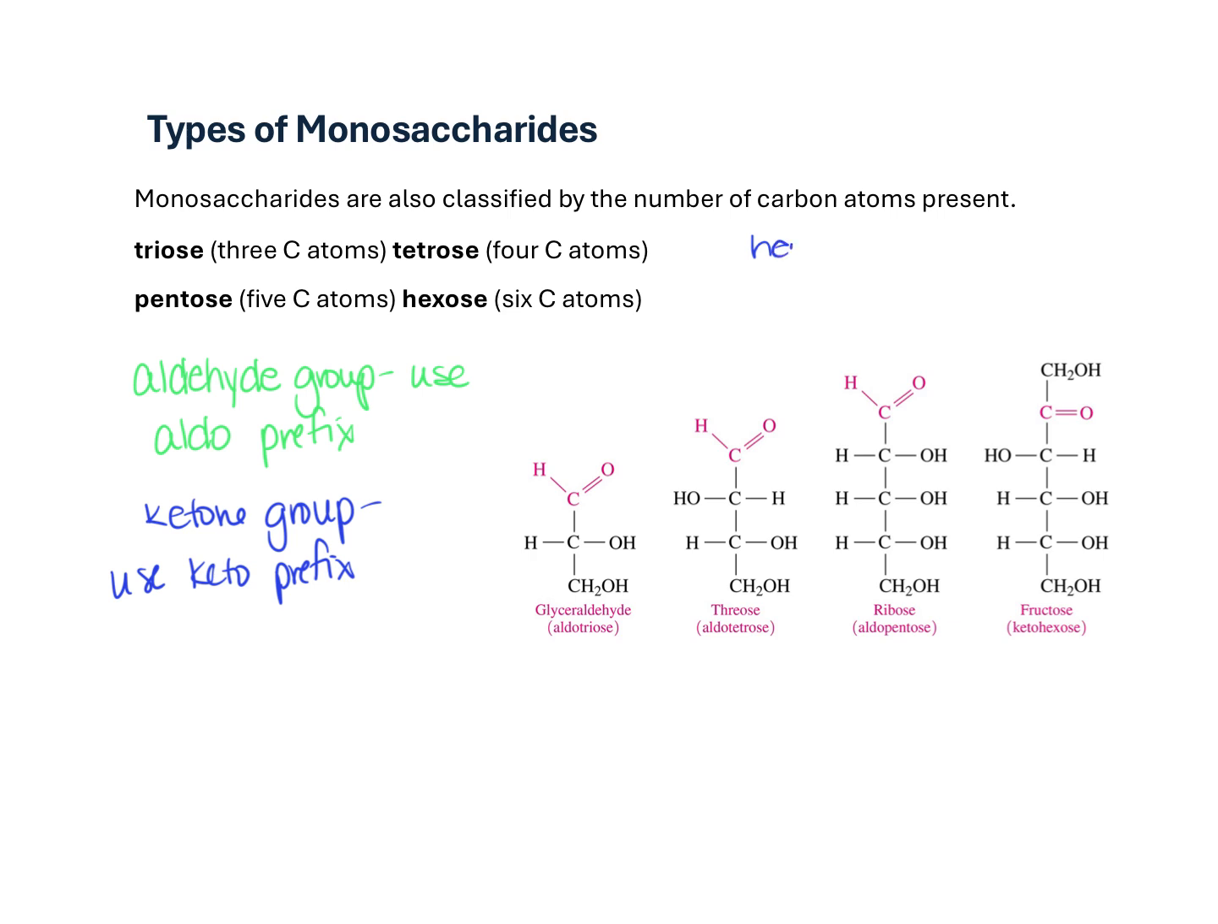If there's 7, we use the prefix hept. So 7 carbon atoms. It shows up one time in biological systems. So just in case you run into it and you're like, oh, we didn't talk about it, that's what you do see every so often.